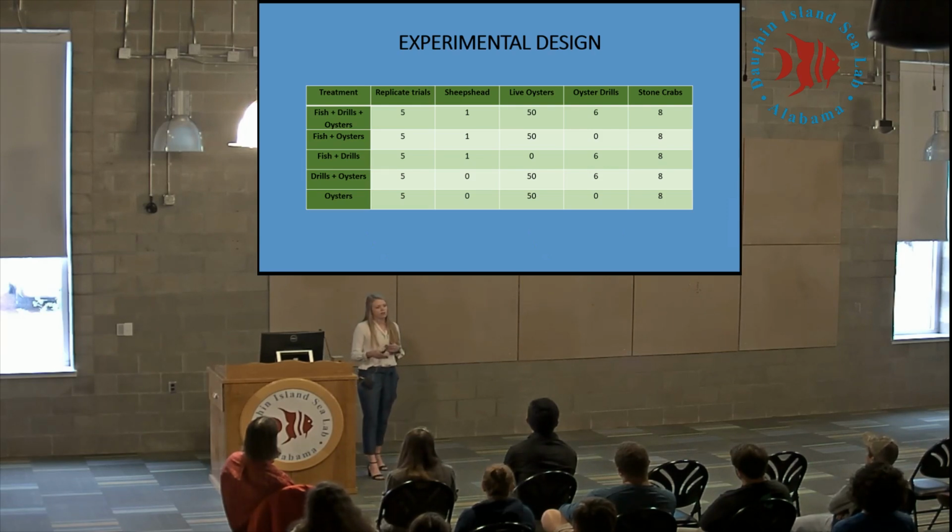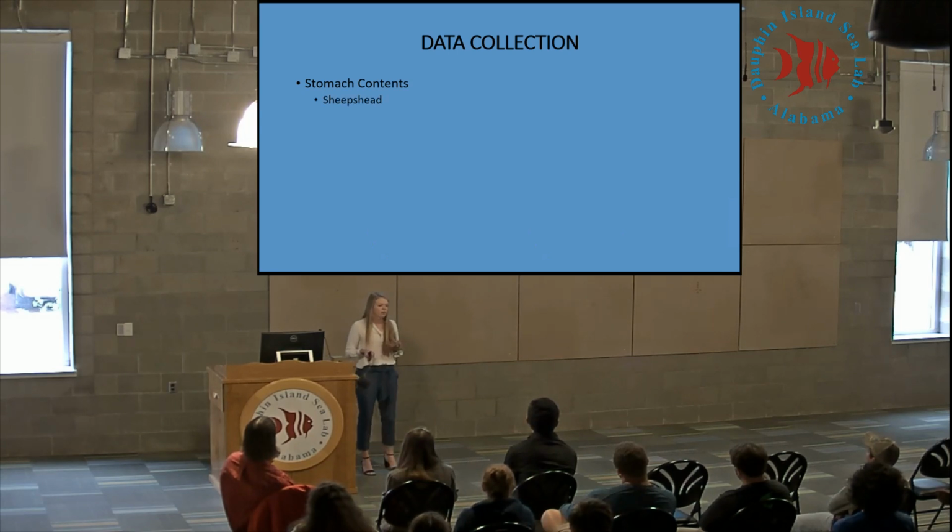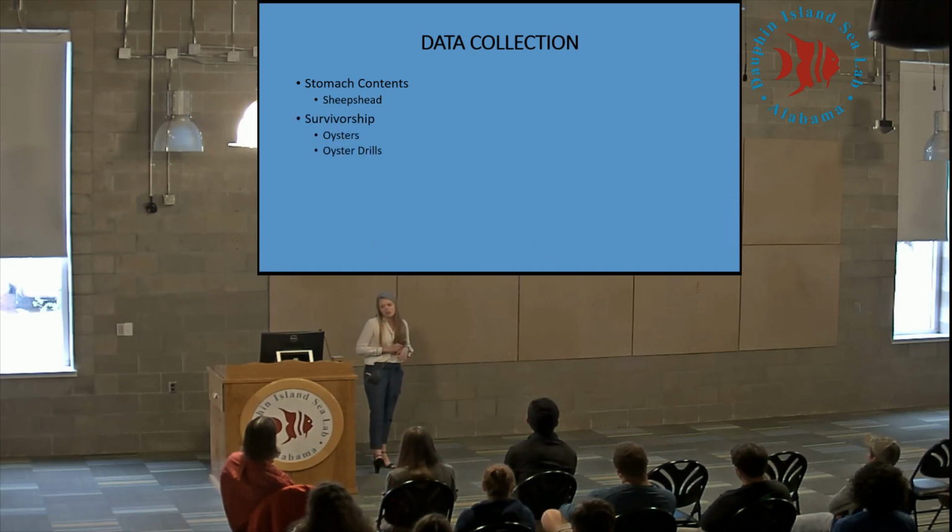So this is just a little chart of everything that I just showed you, but it shows you the numbers behind everything. So I'm going to have 5 replicate trials. If a sheepshead is present, it's just going to be 1. I have 50 live oysters in the tanks that do have live oysters. 6 oyster drills, those are varying size, so I have 2 small, 2 medium, and 2 large in there. And then 8 stone crabs.